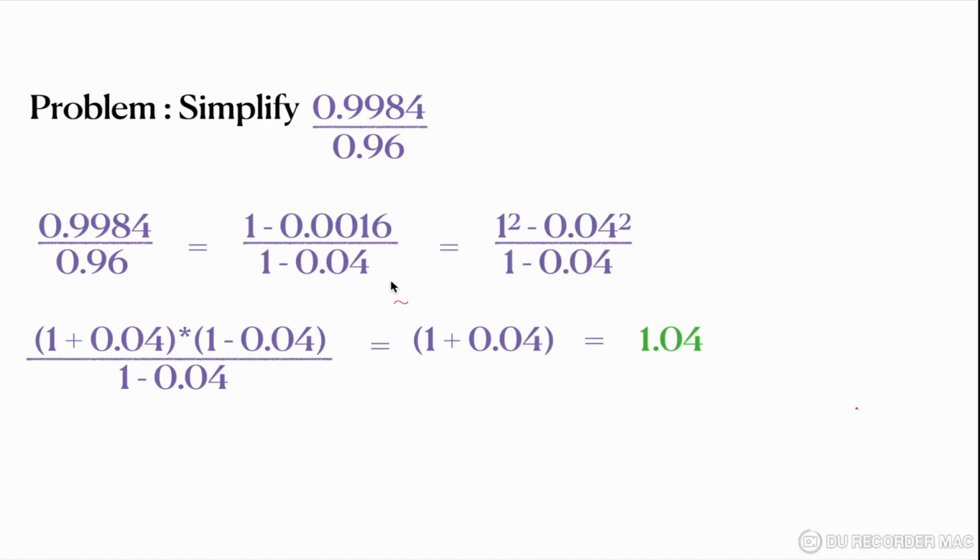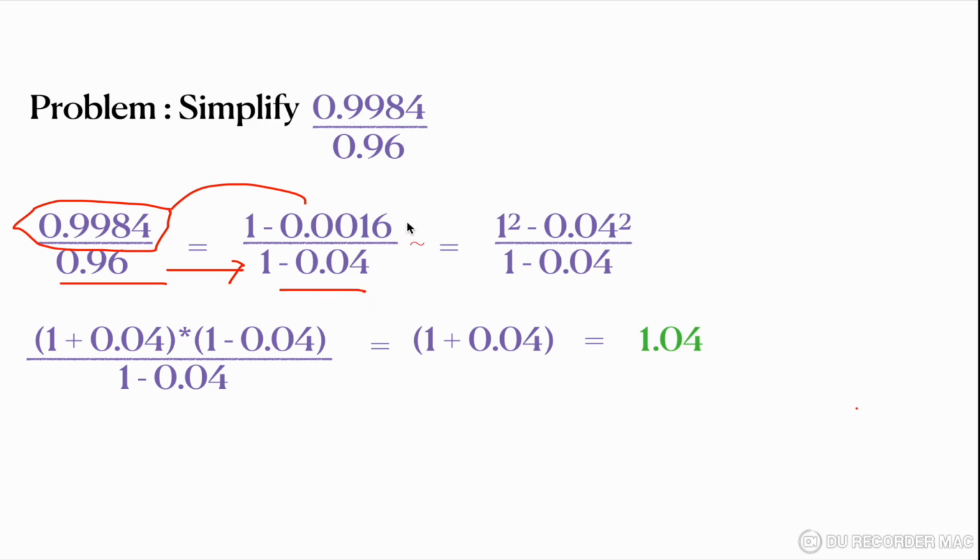Now let's come to another usage of this trick. Here is a practice problem. Try to solve it and then I'll get to it. Practice problem solution. So here we have to simplify 0.9984 divided by 0.96. What we can do is write this number 0.9984 in this form, that is 1 minus 0.0016, and we can write 0.96 in the form 1 minus 0.04.